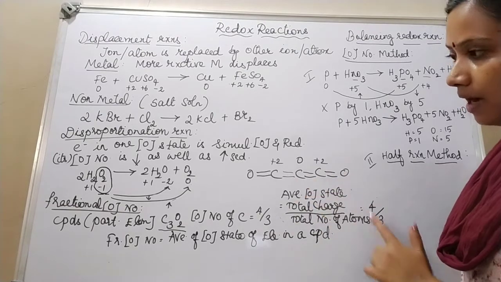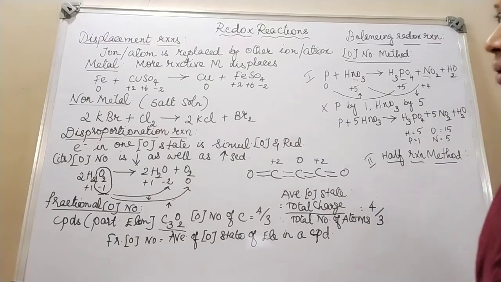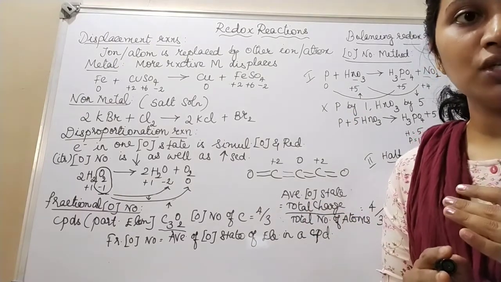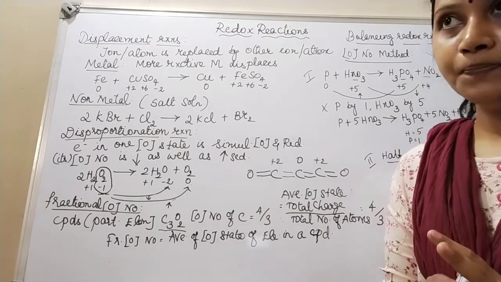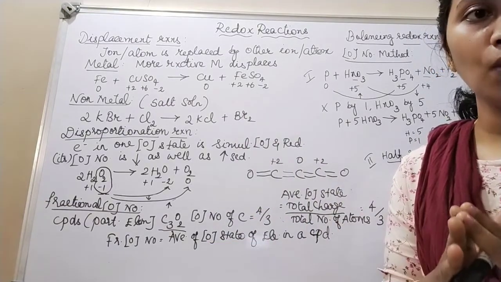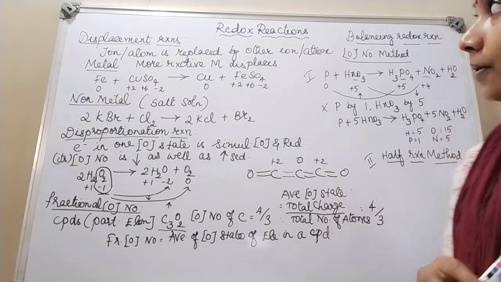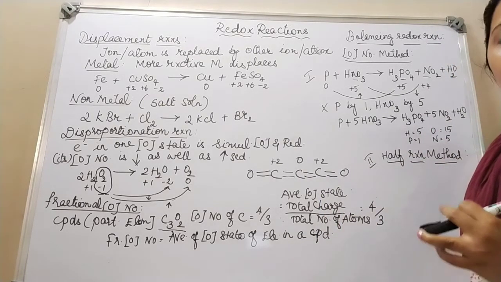So here the carbon's oxidation number will be 4 by 3. So we have seen types of redox reaction. We have seen oxidation and reduction in terms of oxygen, hydrogen, electron. Then we have seen the 4 types of reaction. Then we know how to solve if a particular element's oxidation state is unknown. Then we saw the rules for assigning the oxidation number.